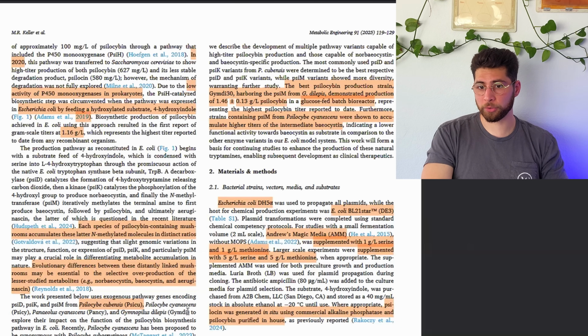And then here it's saying the results at the end of the introduction, that the best psilocybin producing strain was called GIMD30, which uses a Psi-M from the GIMD mushroom. How do we say that? Gymnopilus dilepis, something along those lines. We'll call it GIMD for now. But using the Psi-M from GIMD, they created the GIMD30 strain, and it's producing about 1.5 grams per liter of psilocybin. And keep note, this is in a fed batch bioreactor.